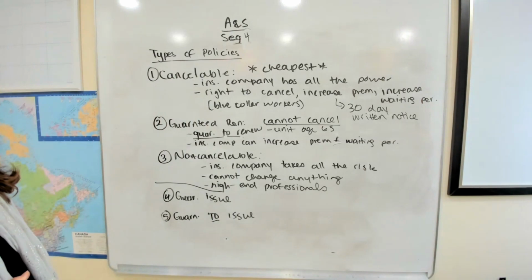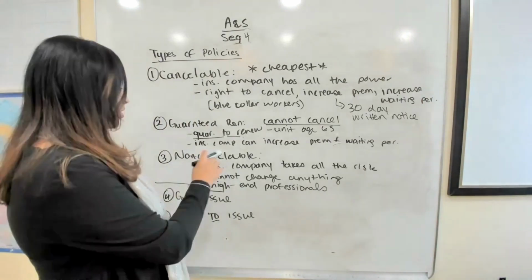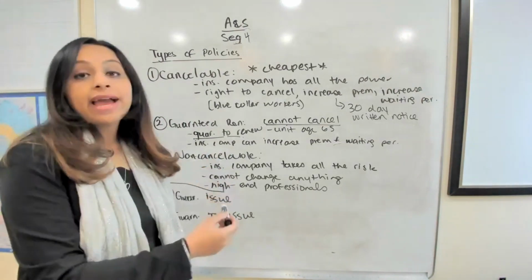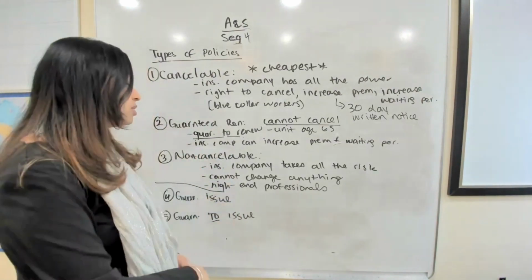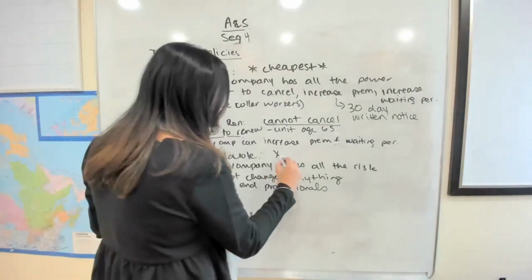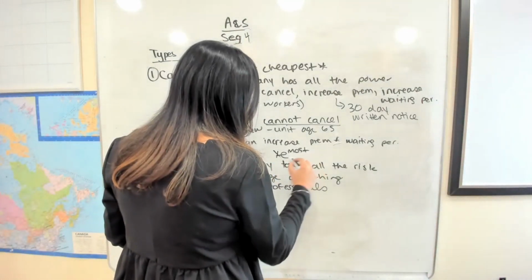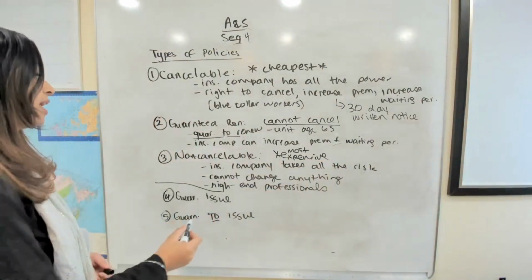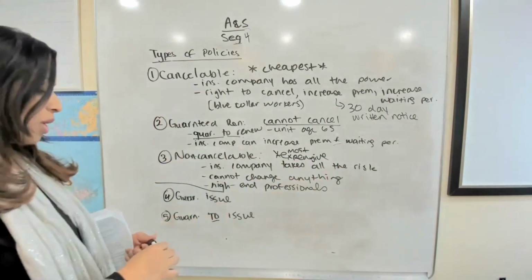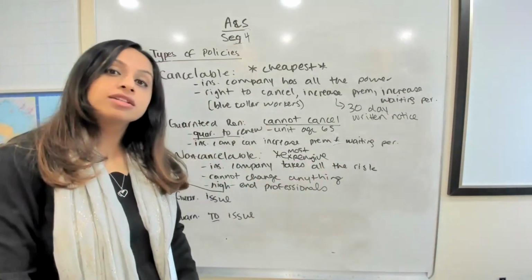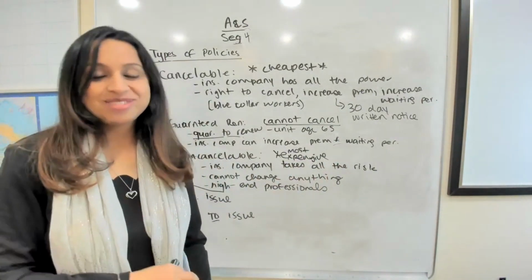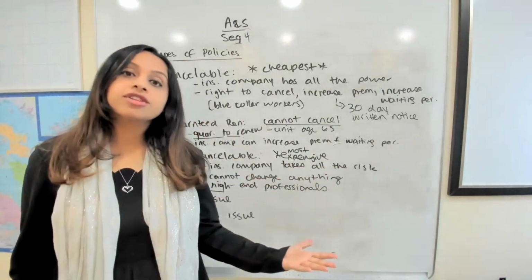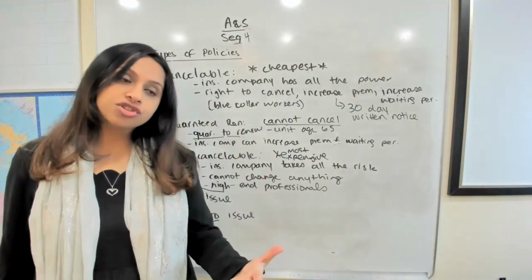And then the last type of policy that we're going to be talking about today, sorry, not last, we have two more, but in detail, is the non-cancelable policy. Now, this is the most expensive product, and you'll see why. So with the non-cancelable policy, you have all the power. Unlike with cancelable, where there's no power for the individual, all the power is given to the insurance company.